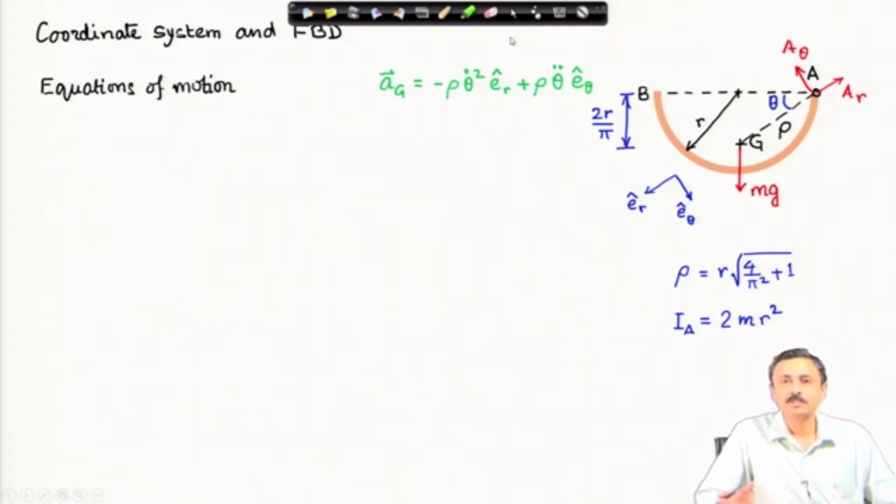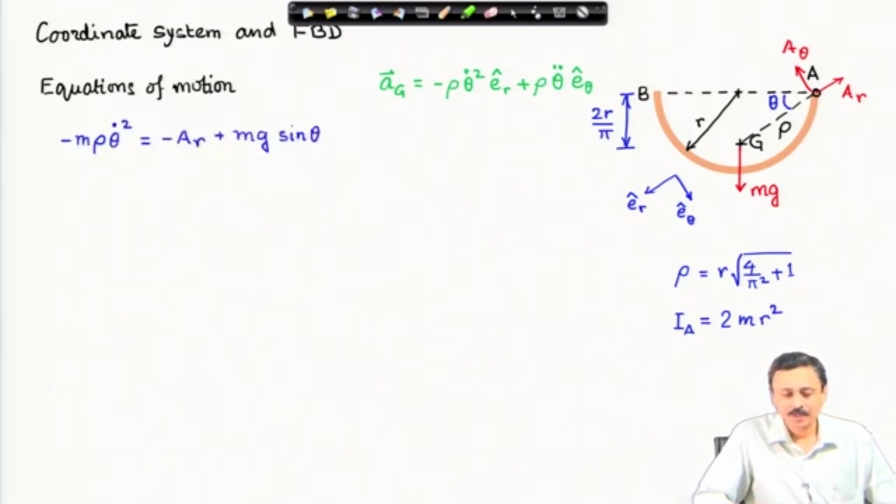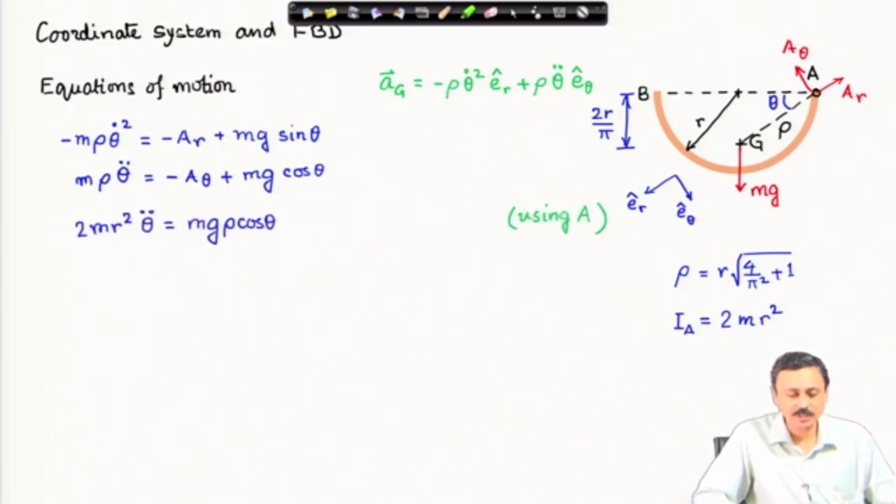For the equation of motion, the translational dynamics needs only the acceleration of the center of mass. If I write the e_r equation, it is this: mass times acceleration in the e_r direction is equal to the net force in the e_r direction. We have A_r and a component of the weight. Similarly, in the e_theta direction, I have this equation.